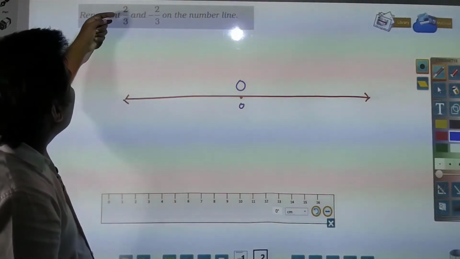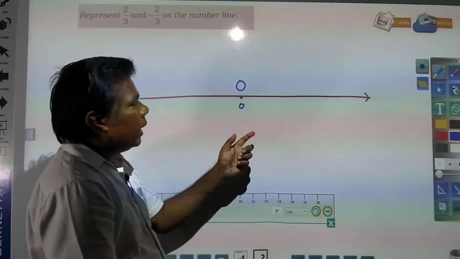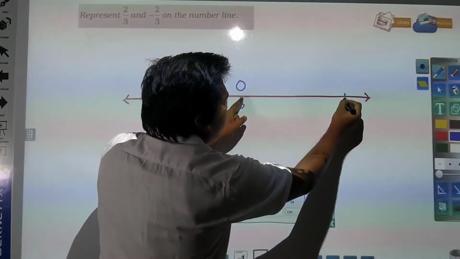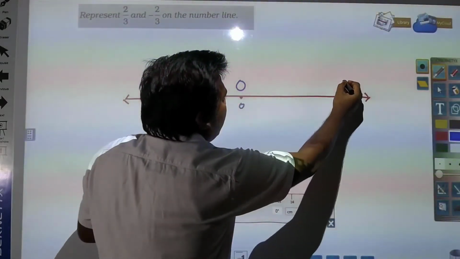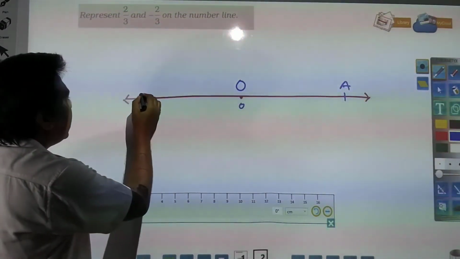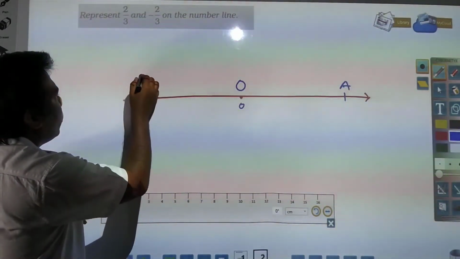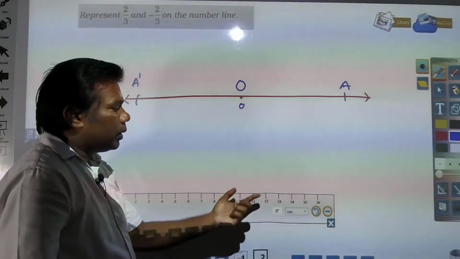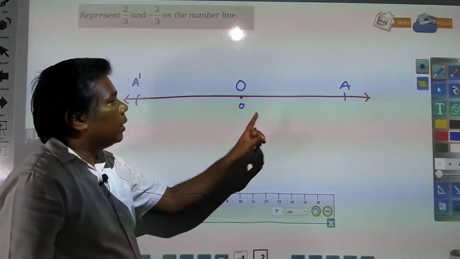Now we need to show 2 by 3. So 1 unit length is required to be taken, and both sides should be equal. Suppose 1 unit you have taken over here and given the name OA, and this side also you have taken and given OA dash. So this length should be equal. With the help of compass and ruler you need to take that.